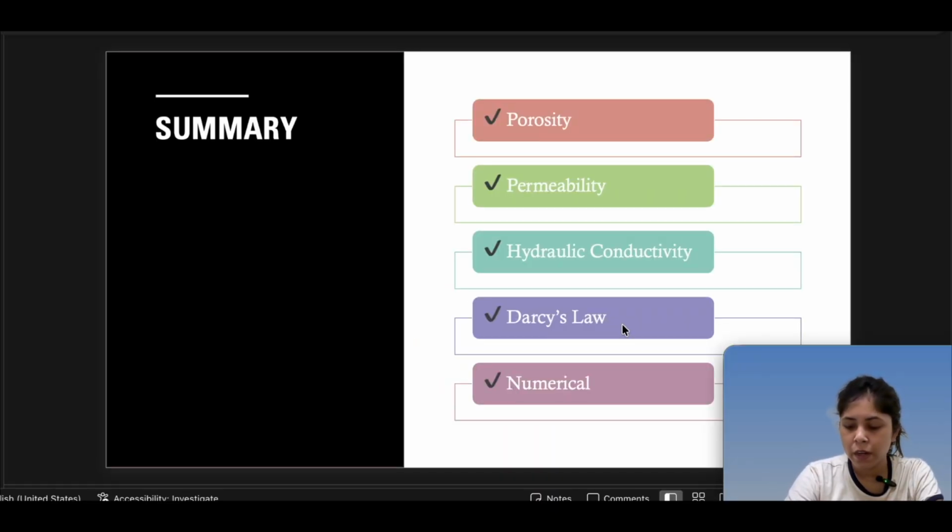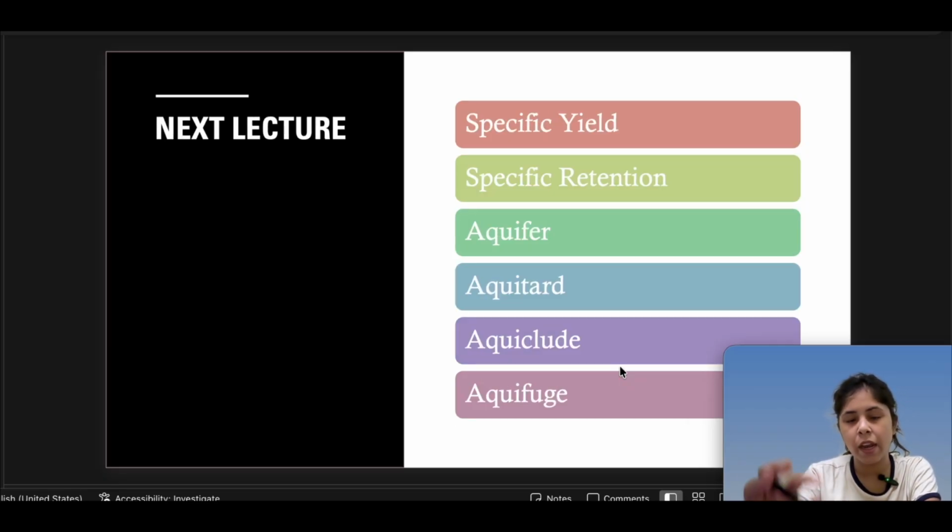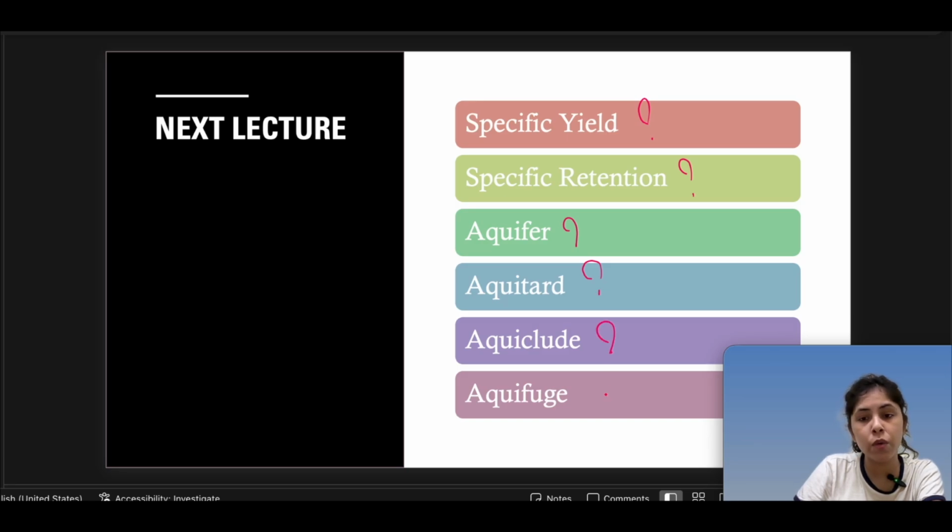So with this, we come to the end of this lecture. We studied porosity, we studied permeability, we studied hydraulic conductivity, we learned what Darcy's law is, and we saw one numerical. In the next lecture, we'll be seeing what specific yield is, what specific retention is, what an aquifer, aqueduct, aquiclude and aquifuge are. So the next lecture will be very interesting.